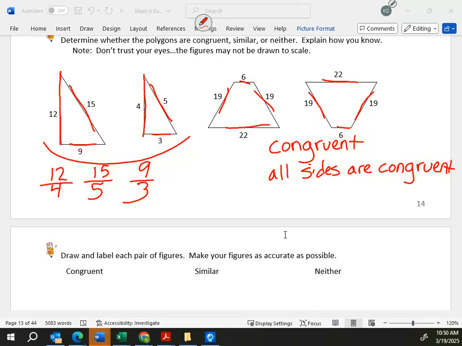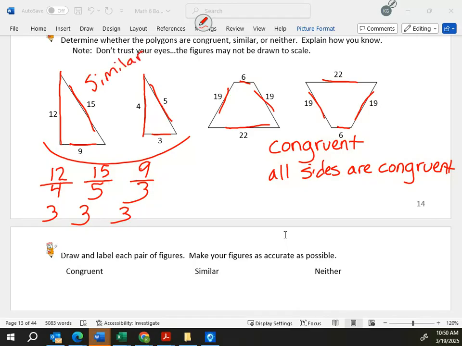12 divided by 4, just tell me out loud, what is it? 3. 15 divided by 5? 3. 9 divided by 3? 3. Is it proportionate? Yes. So it is a similar polygon.